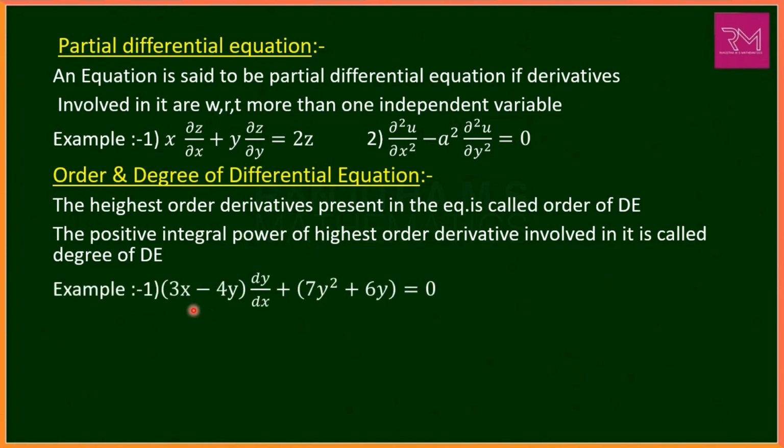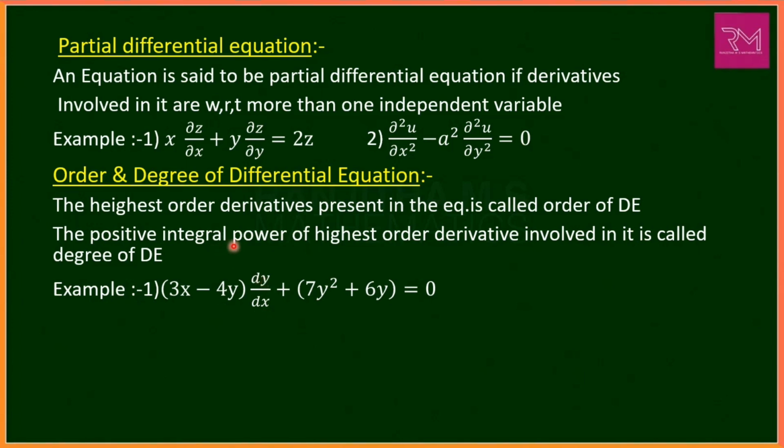Here is example 1: (3x minus 4y) into dy by dx plus 7y square plus 6y is equal to 0. Here we are supposed to find the order and degree of this differential equation. Firstly, this is a differential equation because it contains the independent variable x, the dependent variable y, and the differential coefficient of the dependent variable with respect to the independent variable. Again, to find the order and degree: the order is the highest order derivative present in the equation, which is called the order of the differential equation.